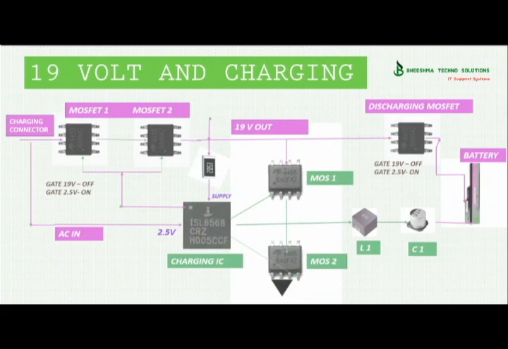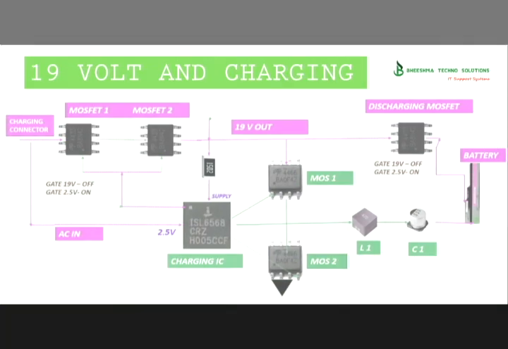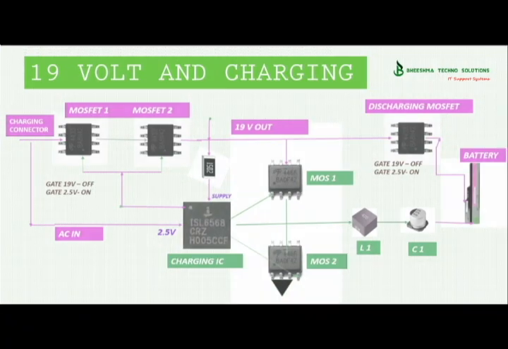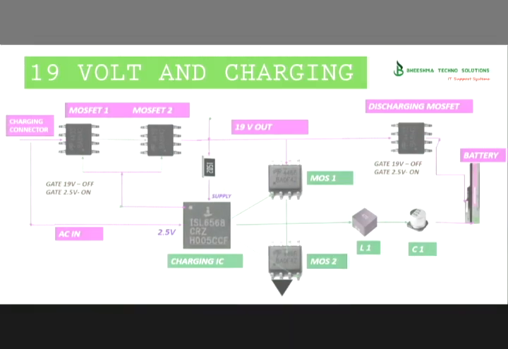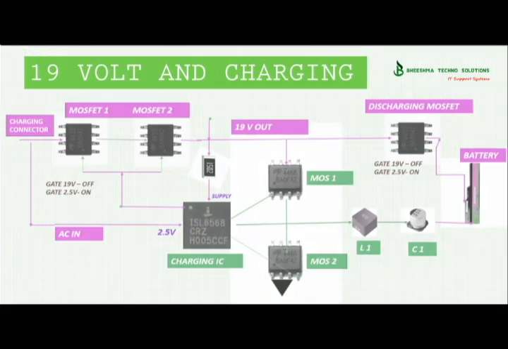When we connect the charging adapter, which has 19 volt and 3.5 ampere current, the 19 volt is fed to the charging IC via a resistor which drops the 19 volt to 2.5 volt. This is called AC in supply to the charging IC to determine that the charging adapter is plugged in.